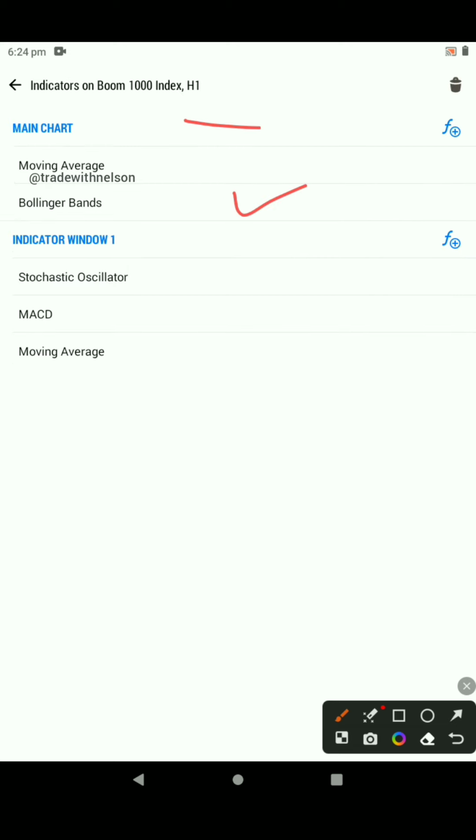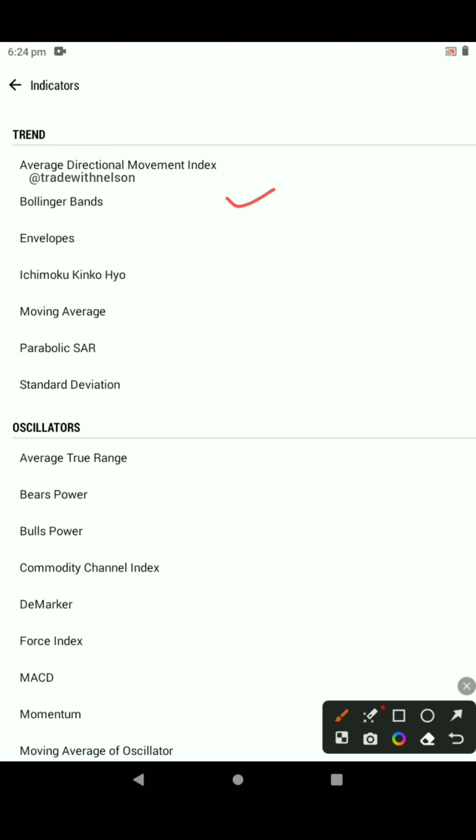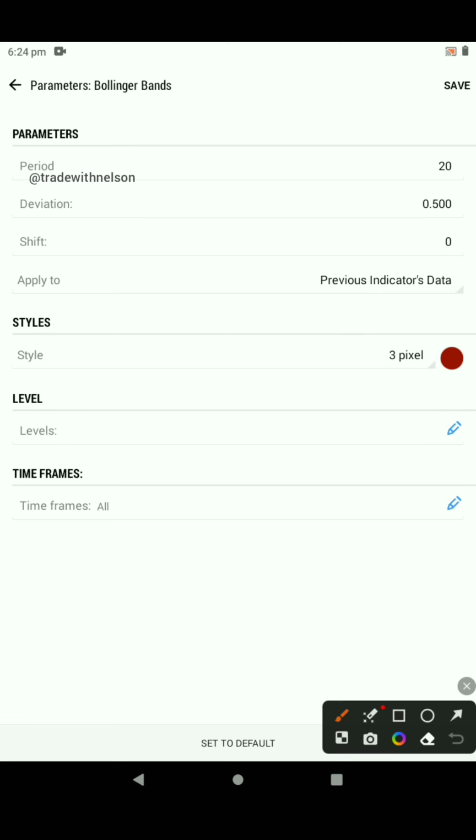For the Bollinger Bands, click on this F icon on the main chart. This is Bollinger Bands. Click on that. Make your period 20, deviation 0.5, shift 0. Apply to previous indicator data. This is very important. Style, make it 3 pixel and select a color of your choice. After that, click on save.